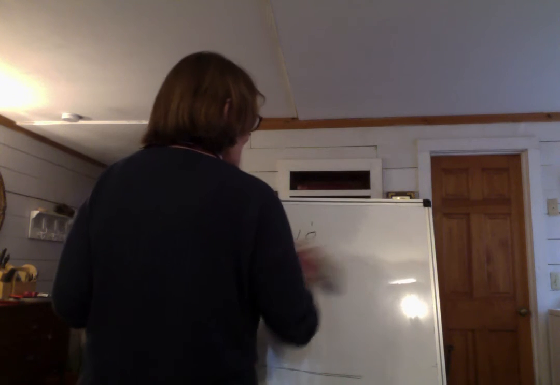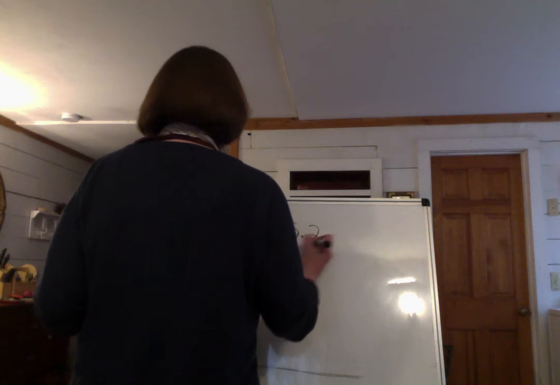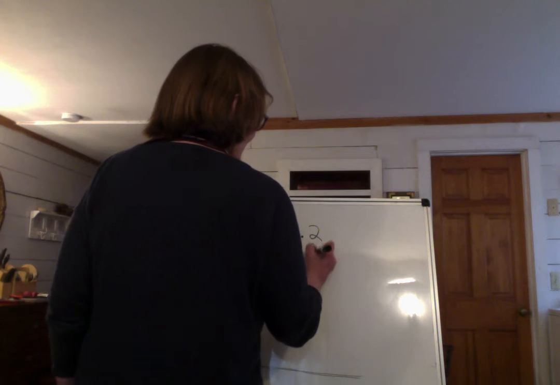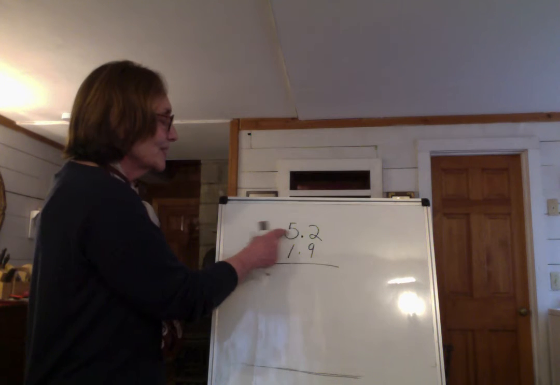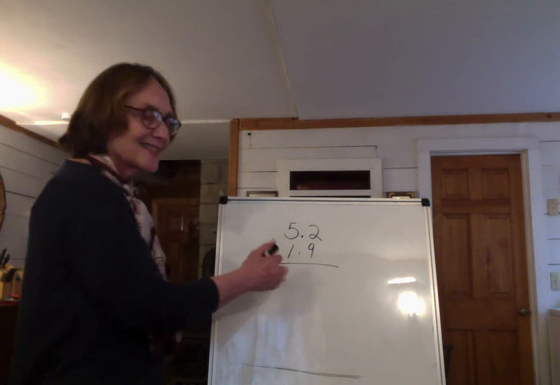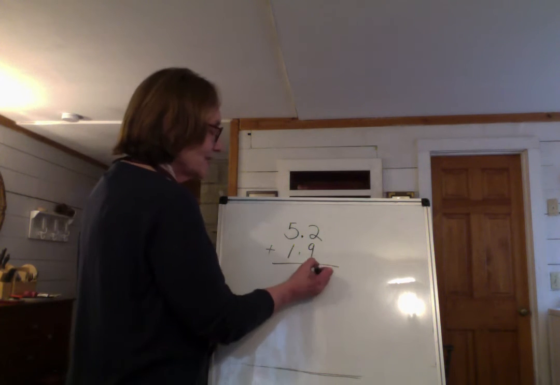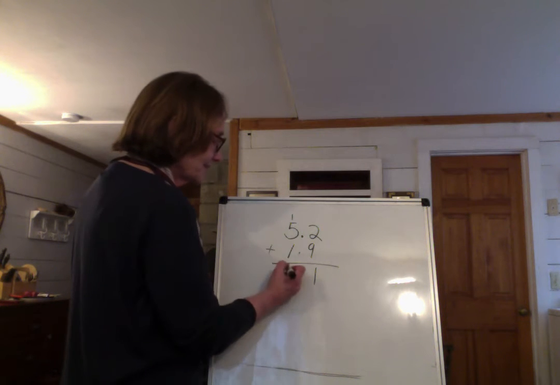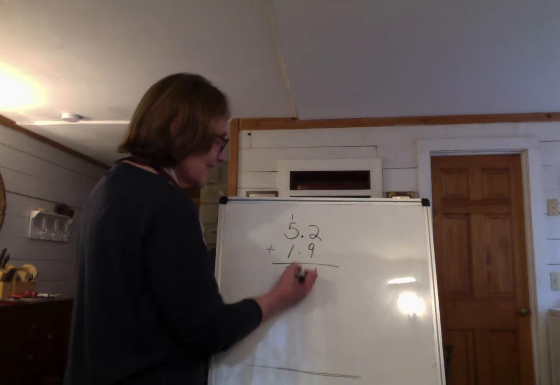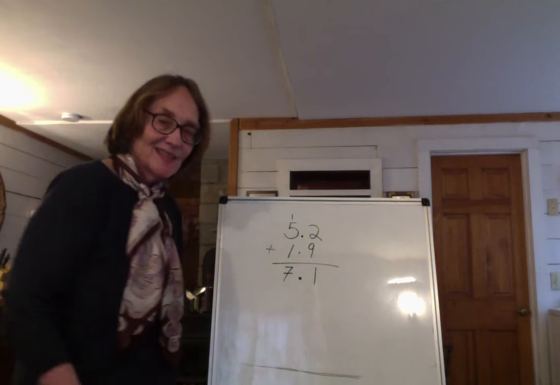As long as you remember a couple of rules, we've got this. 5 2/10, 1 9/10. Draw our line. My larger number is on top. I've lined up my decimal points. Now, let's add. 9 plus 2 is 11. Put down the 1, carry the 1. 5 6 7. Drop down the decimal point. 7 1/10. That's our answer.